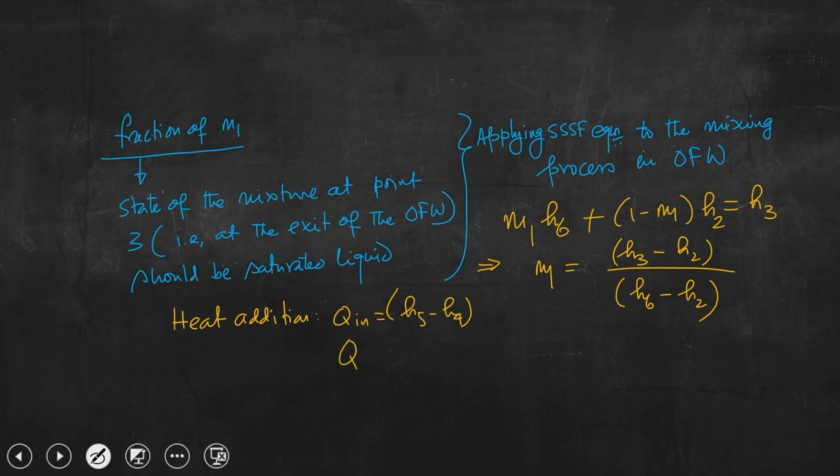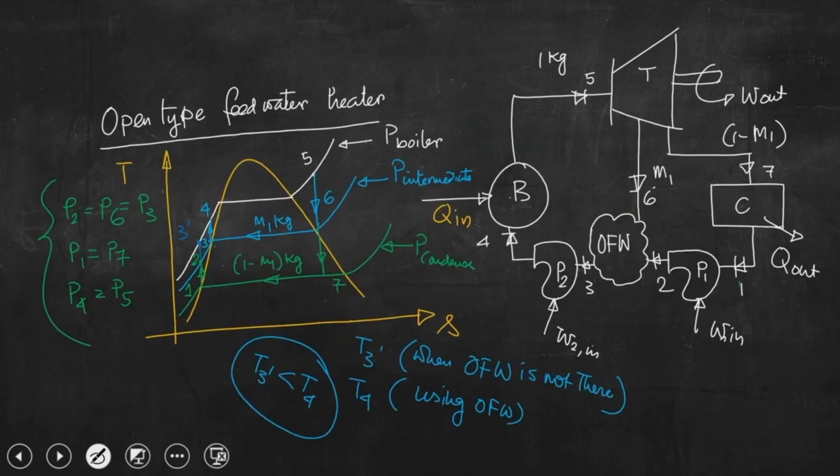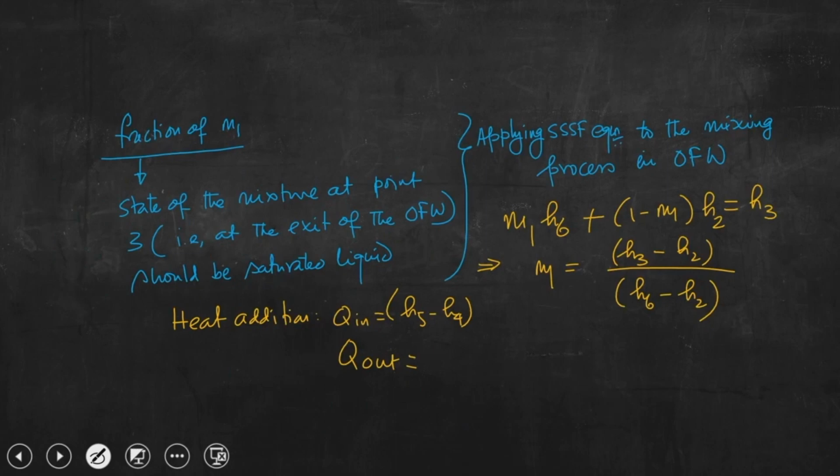And what is Q out? So, Q out is (1 minus M1) into (H7 minus H1), right? (1 minus M1) into (H7 minus H1). Why am I writing this? Because these expressions will be required while solving numerical problems. So, this is Q in and this is Q out.